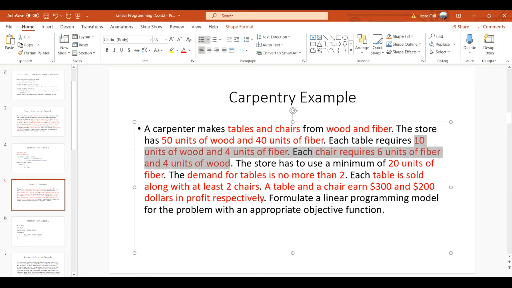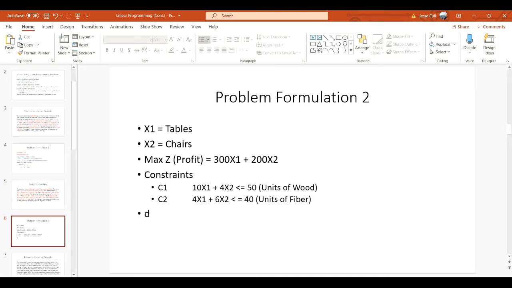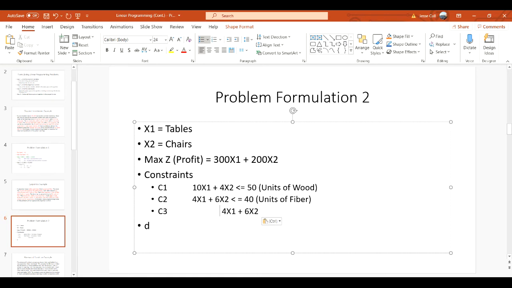How much wood and how much fiber for each table of chairs. We also know that fiber must be a minimum of 20 units. So we know here our fiber equation is already given to us. So C3, our third limitation, we know is 4x1 plus 6x2 because that's how much fiber we're using. Must be greater than or equal to 20.